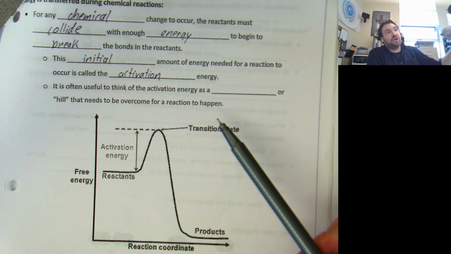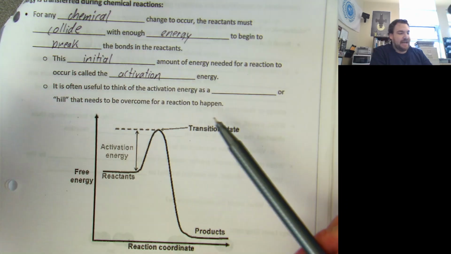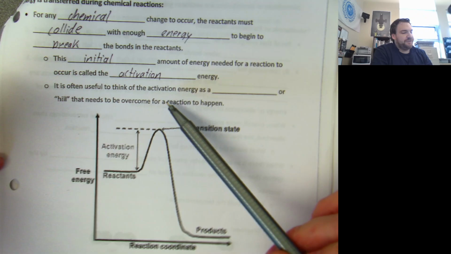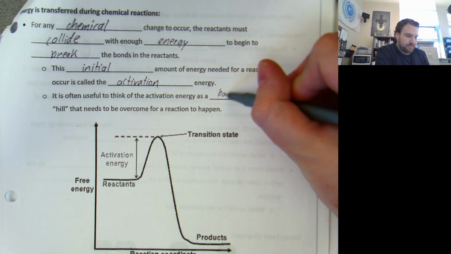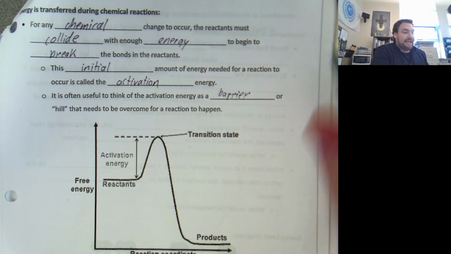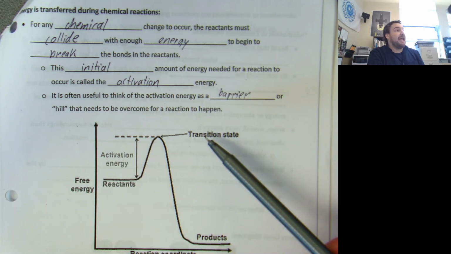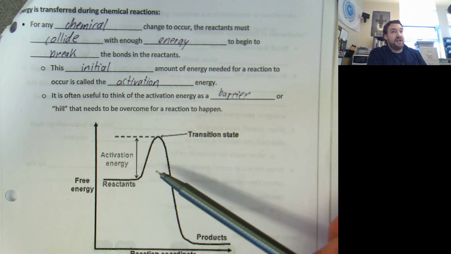And more than time, it took that little bit of extra energy. That was the activation energy. It's often useful to think of activation energy as a barrier or a hill that needs to be overcome. The reaction is not going to happen until the activation energy gets reached.